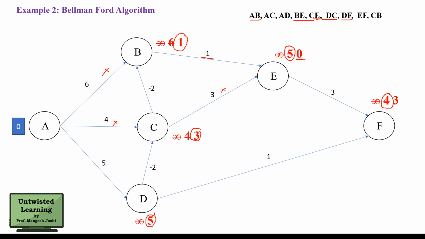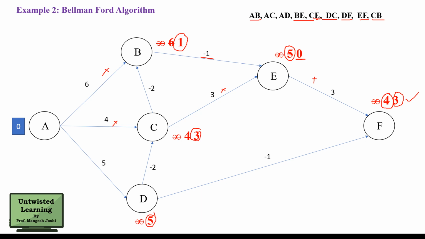Then DF, 5 minus 1, 4, again the same value. Then EF, 0 plus 3 is now updated with 3. So this BC has now been updated to 3. So this was iteration 2. A few more values got updated in iteration 2.